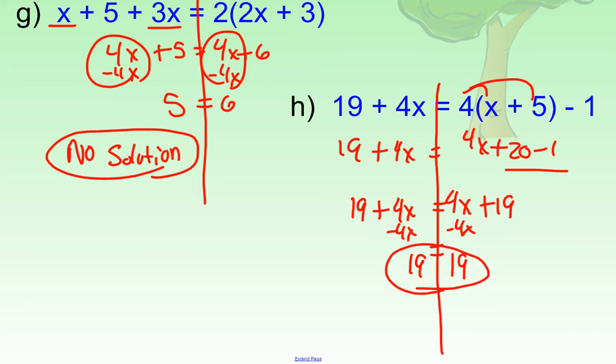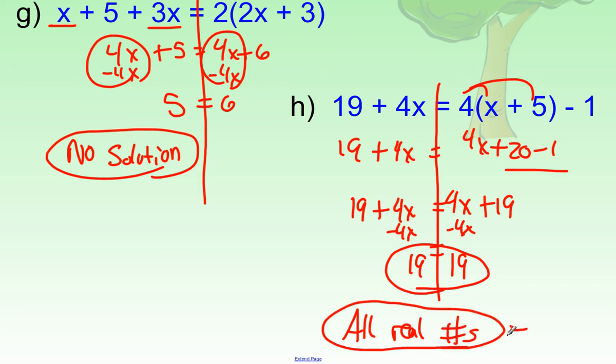That is true, so this problem is all real numbers. This is the solution: all real numbers. No matter what you plug in for x, both sides will always be true. You will always get the same thing. So every number is an answer.